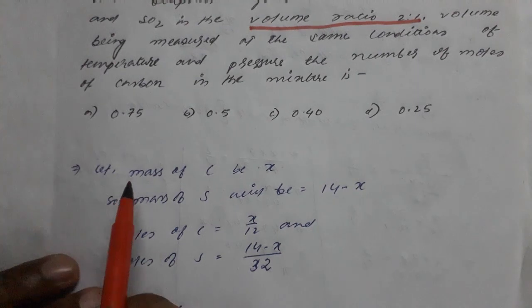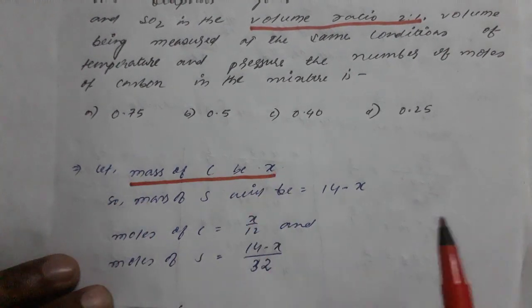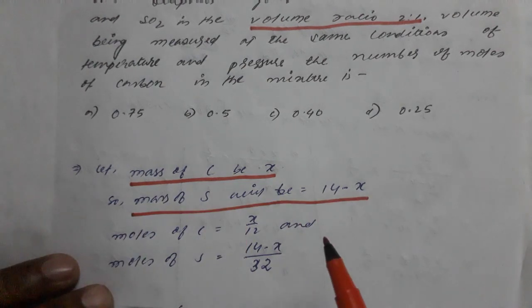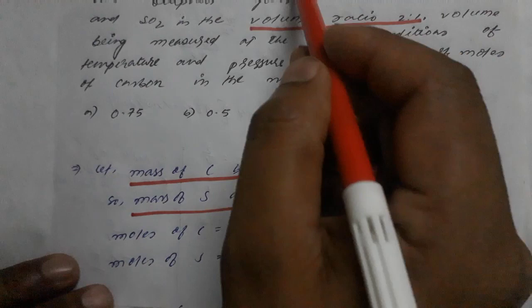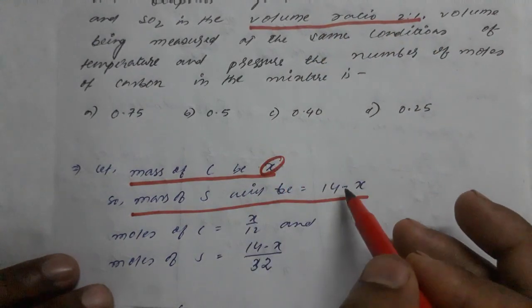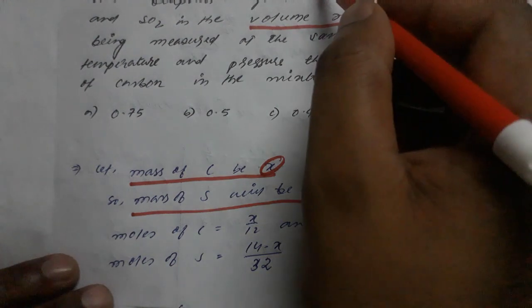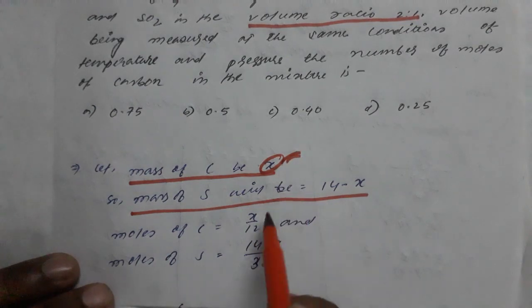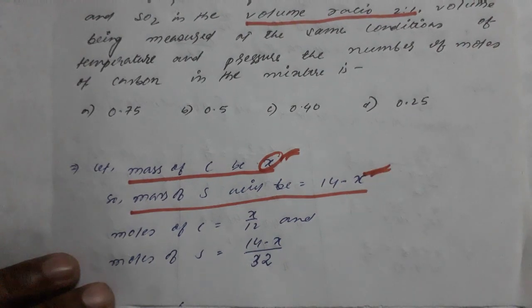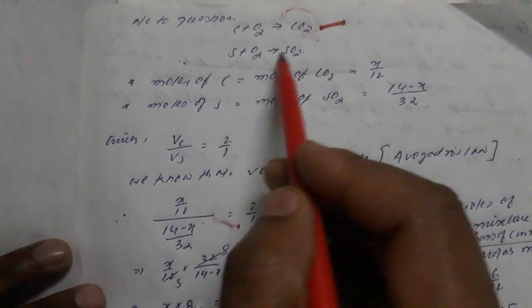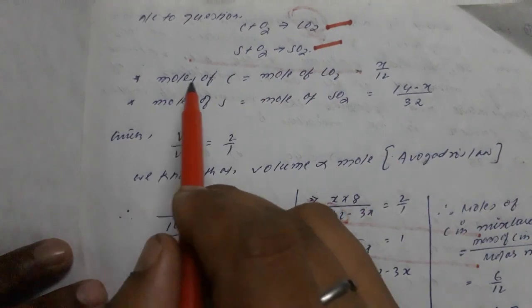So what we have gone through is that we say let mass of carbon be X, whatever you can take, and mass of sulfur will be 14 minus X, right? Mixture is 14 gram. So if we take X as the mass of carbon, then after subtracting carbon mass from here, whatever is left will be sulfur. So mole of carbon equals this mass divided by 12 molar mass, and mole of sulfur will be this mass divided by 32. What we have written here is according to the question, look, carbon and oxygen gives carbon dioxide, sulfur and oxygen gives sulfur dioxide. So what we can say now, mole of carbon equals what?